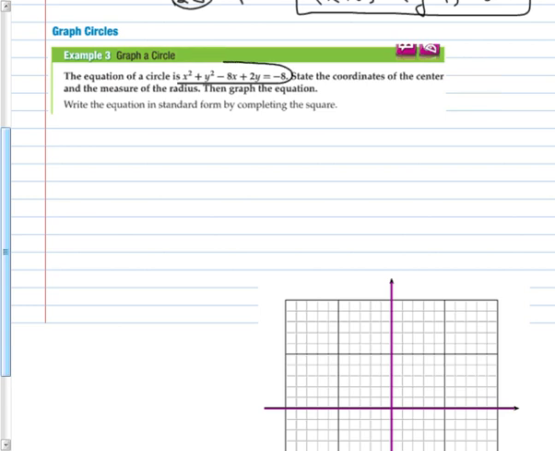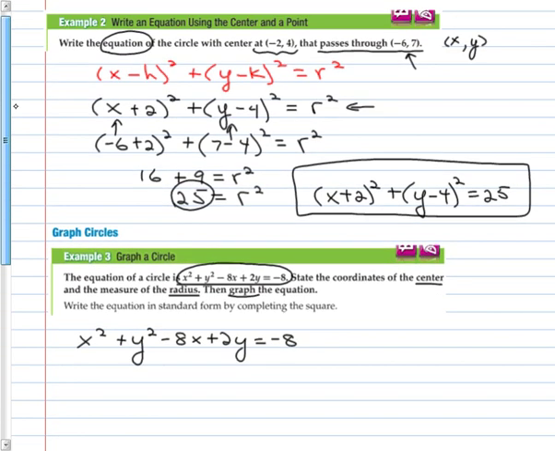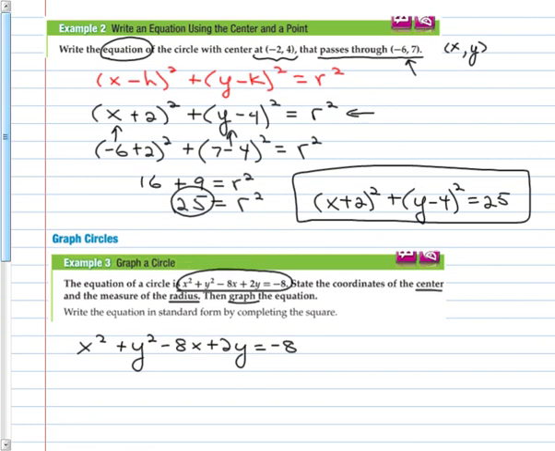Now that looks a little different. They want us to figure out what are the coordinates of the center, and what is the measure of the radius, and then graph that thing. Well, this isn't the same form we have been looking at. X squared plus y squared minus 8x plus 2y equals negative 8. That's a different form. We have been looking at binomials squared. It's a binomial right up here. A binomial squared for the x's and a binomial squared for the y's.